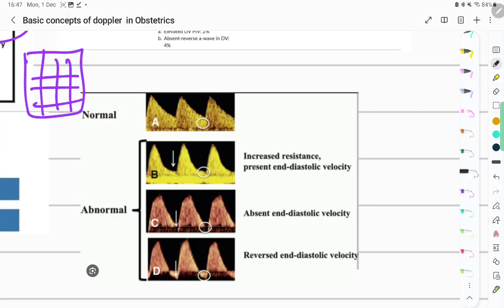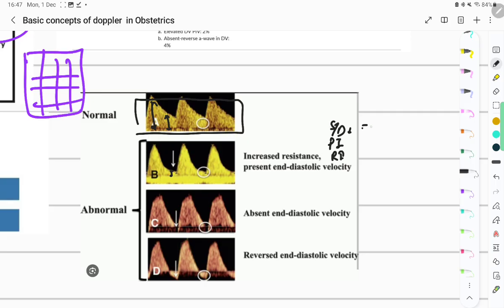So now tell me, this is the normal umbilical artery Doppler. See the diastolic flow, this is the systolic flow. If the diastolic flow has been decreased, that means the cardiac output has been decreased. It's a sign of fetal distress, because of increased resistance. So tell me here, what about PI and RI and SD?